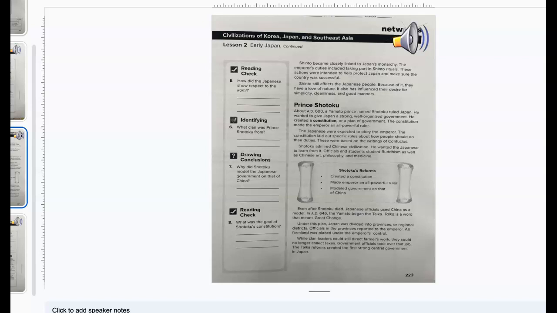Shinto became closely linked to Japan's monarchy. The emperor's duties included taking part in Shinto rituals. These actions were intended to help protect Japan and make sure the country was successful.